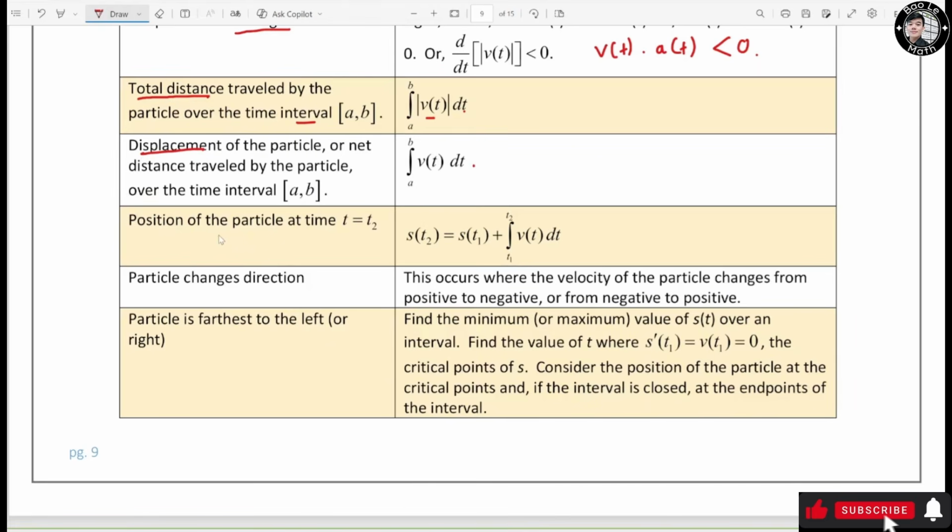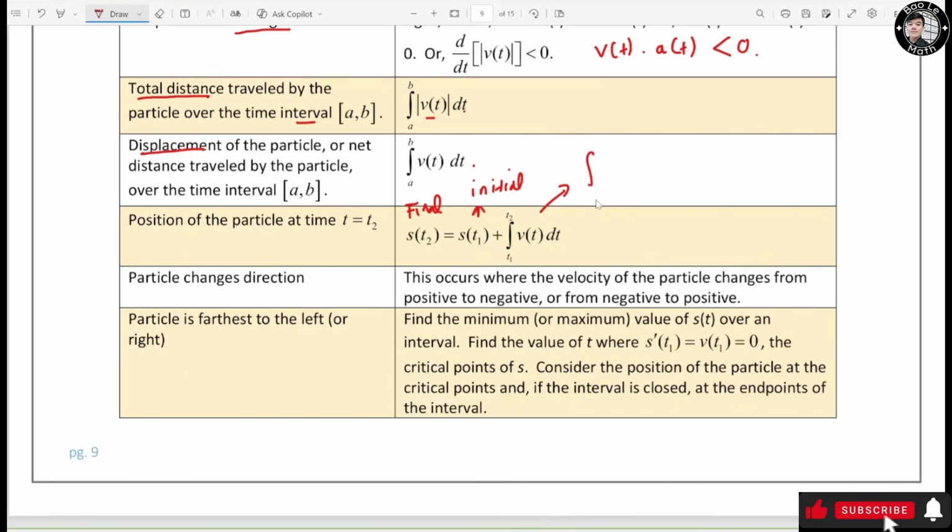Now, the position of the particle at time t equals t2. Alright, it's going to be s of t2 equals s of t1 plus the integral from t1 to t2 of v of t dt. Right? This one is the initial position. Right? This one is the final position. This formula technically comes from this one.